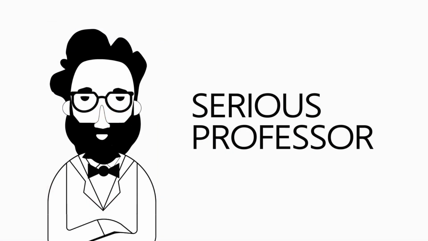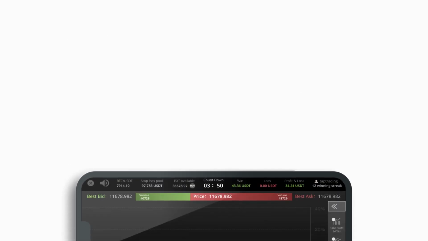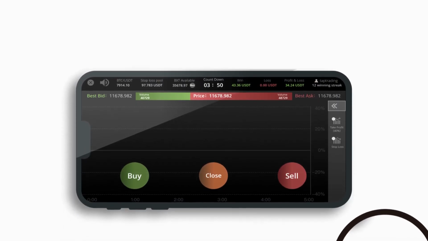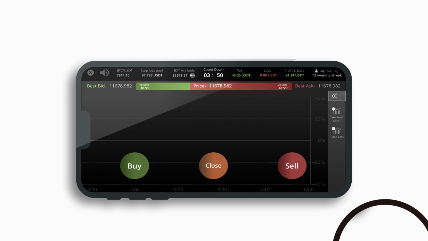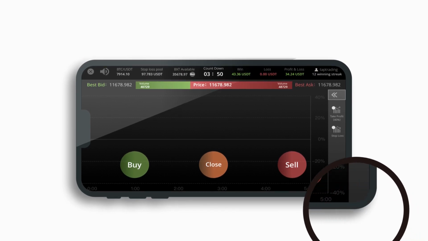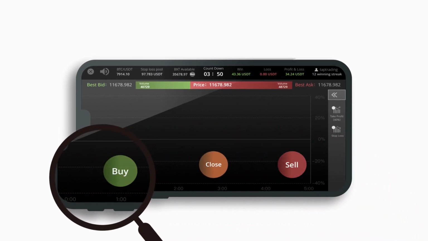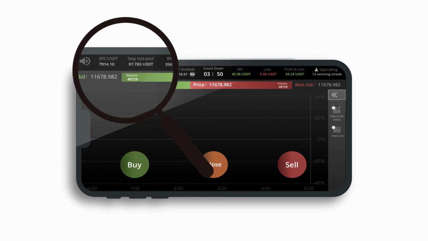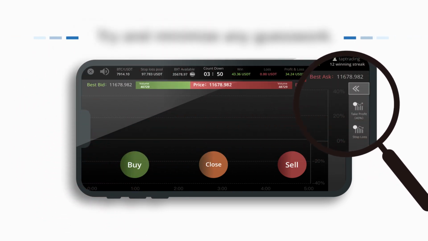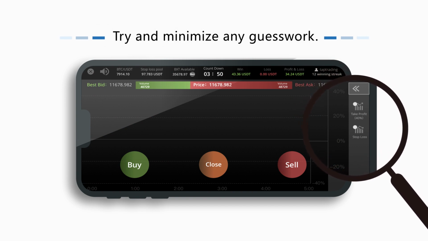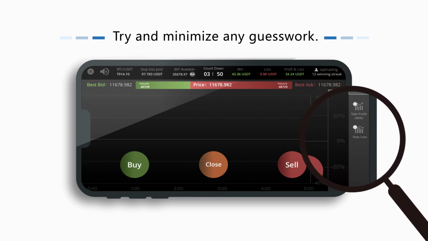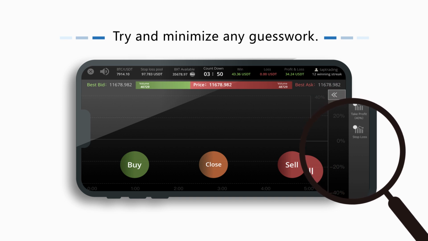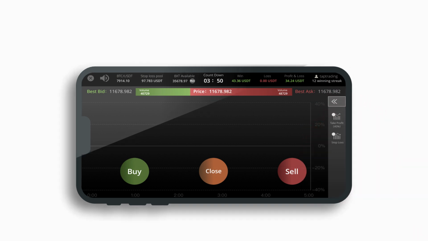Serious professor. There are also those who want to base all of their decisions on research and real-time learning through observation. For this strategy, what you can do is study all the details on the tap trading interface itself. The trick is to try and minimize any guesswork. So let's take a look at what information is available to us on the tap trading screen.